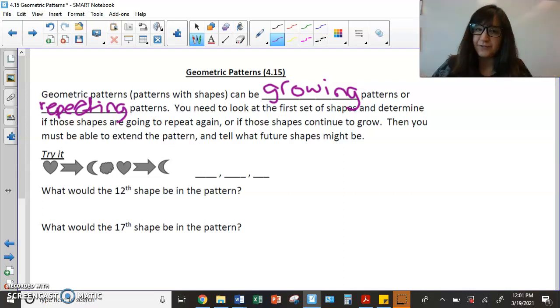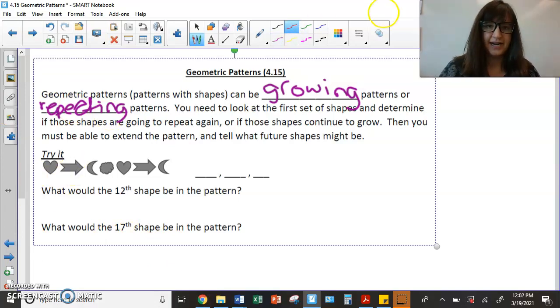So you need to look at the first set of shapes and determine, do those first set repeat, or is something happening to them where they're getting bigger, getting smaller? You need to decide that when you're looking at the first part of your pattern. Then you will need to be able to extend the pattern and tell what the future shapes might be. So let's try it on this set of shapes.